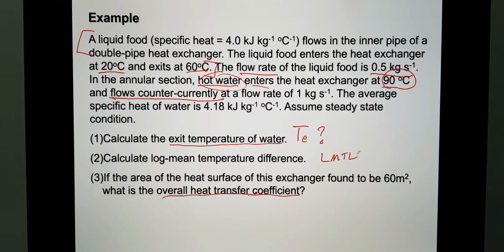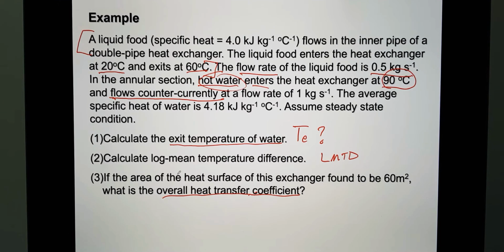Because when you calculate the exit temperature of water, then you will see that we have 4 temperatures: 2 temperatures for the liquid food and 2 temperatures for hot water. So when you have 4 temperatures, you cannot simply calculate a temperature difference. You need to calculate LMTD.